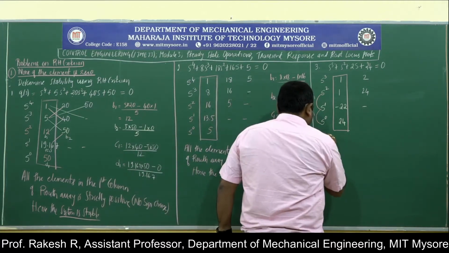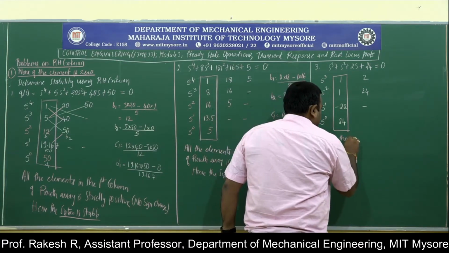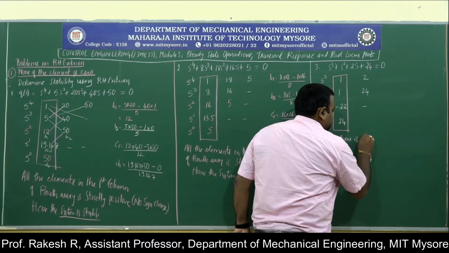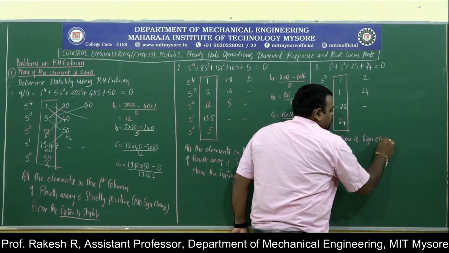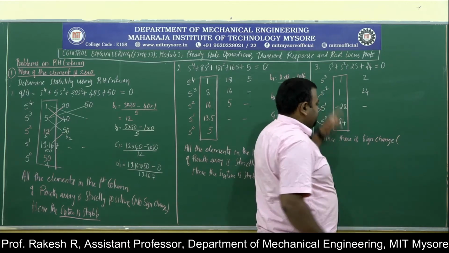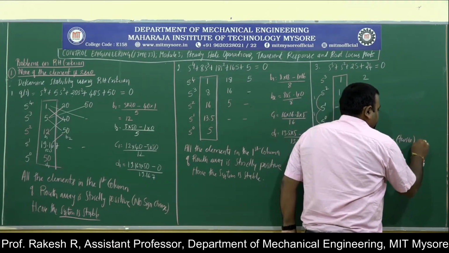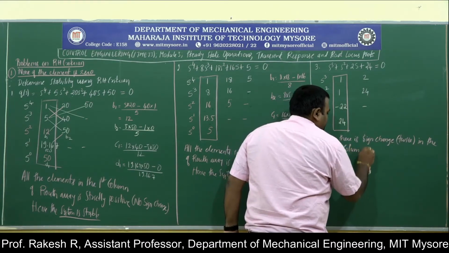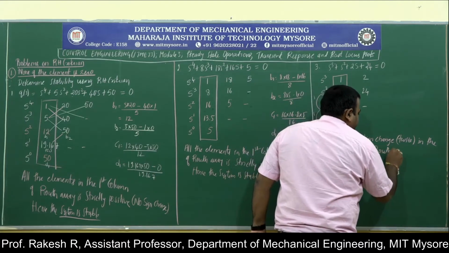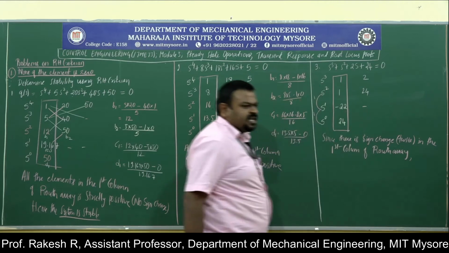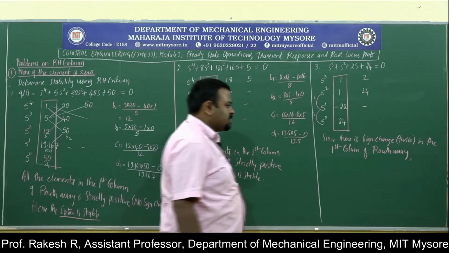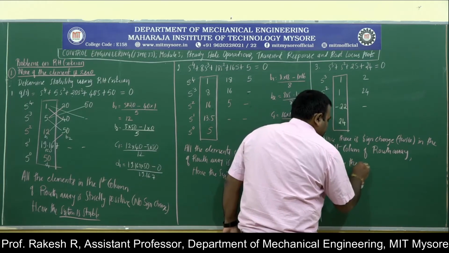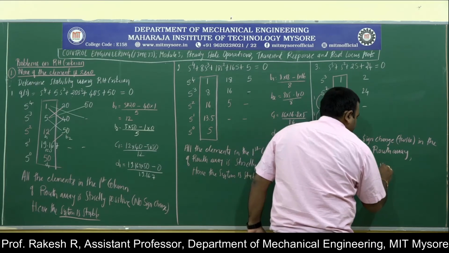Hence, since there is a sign change, how many times? 2 times, so twice in the first column of the Routh array. Because of the sign change, what happens? It is not strictly positive. That also you can write. Hence, the system is unstable.